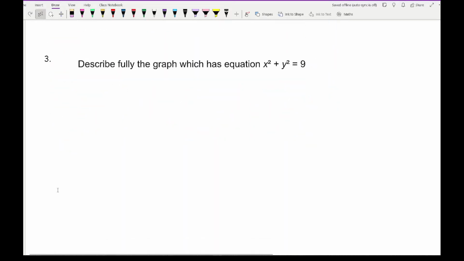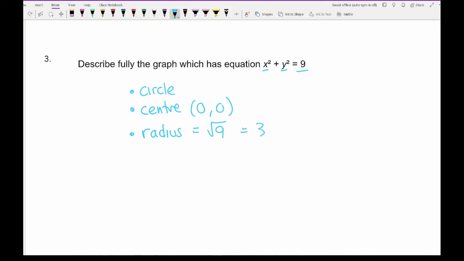Moving on to question 3, it says describe fully the graph which has the equation of x squared plus y squared equals 9. A couple of points we need to note here is that we're going to have a circle. It's going to have a center at the origin because there is nothing being added or subtracted to the x's and y's, and the radius is going to equal the square root of 9. It's important that you remember it's the square root of 9, which can be simplified as 3. So when you're describing the graph, make sure you represent those three things: it's a circle, where the center is, and what the radius is.